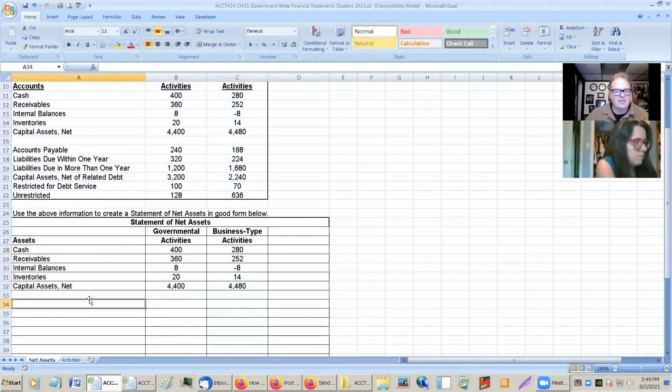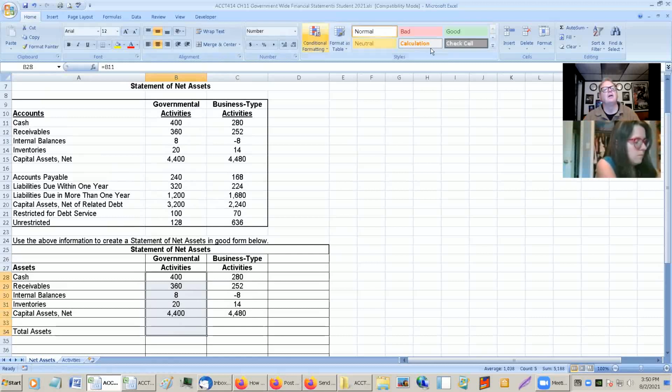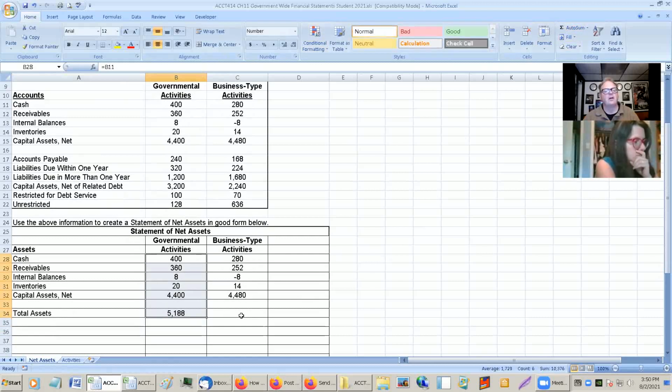So these would be the total assets. So these total assets, you just add them all up. And then over here for the total, you'll add both of them up.